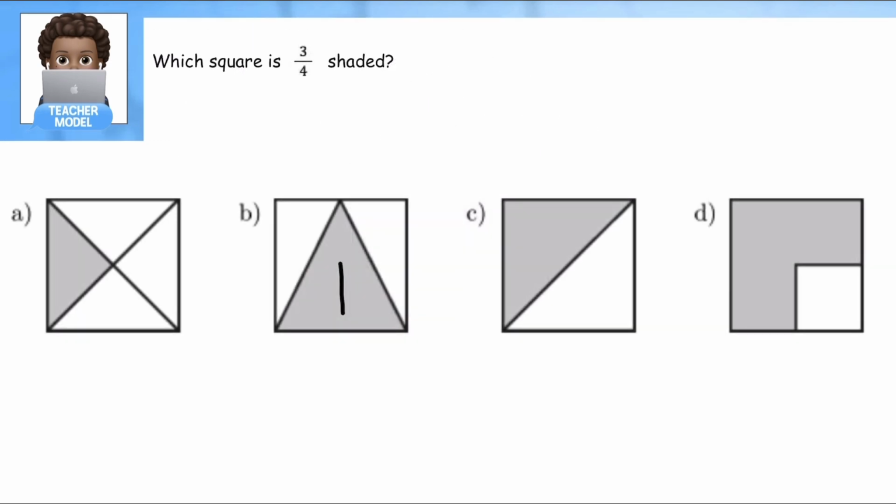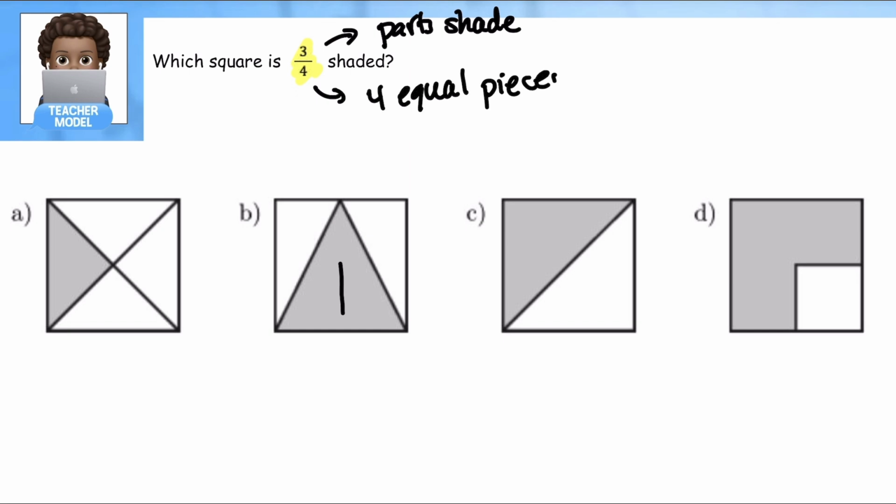Let's look at our second example. And here we have the same fraction, 3/4, and we know what that means. We just talked about it. We want to know which square is 3/4 shaded. And that means that 3 parts are shaded, and we have 4 equal pieces. So let's see what we have here. In this first one, I can see 1, 2, 3, 4 parts. So my denominator is the same, but only 1 is shaded. Only this 1 is shaded out of 4.